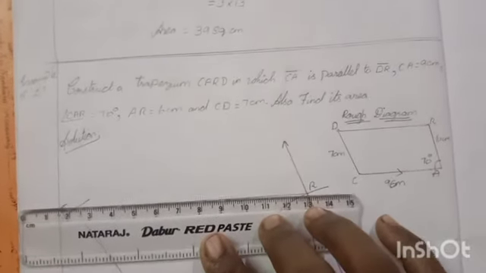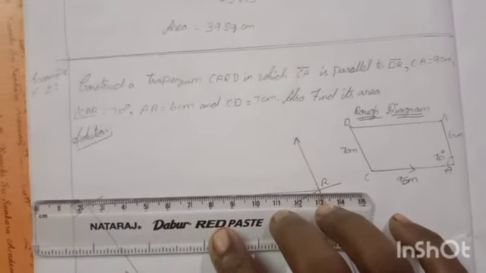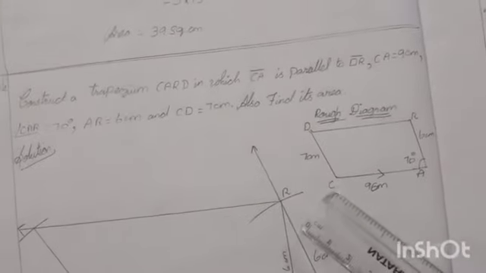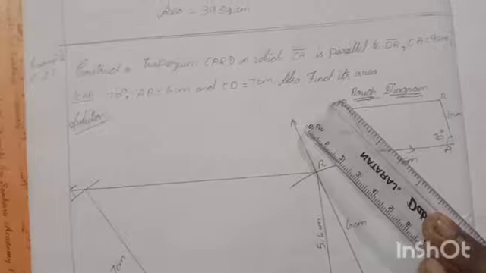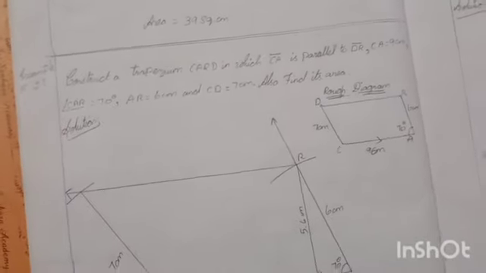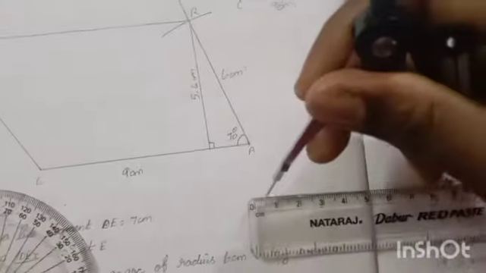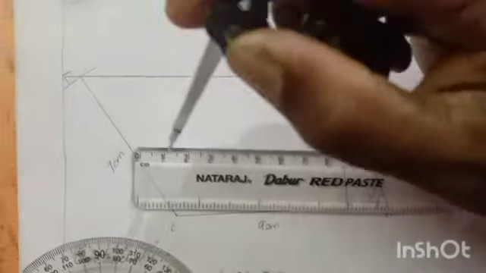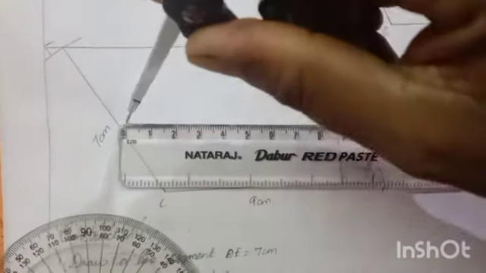You have to draw the parallel line without measurement. In this rough diagram, CD is given as 7 cm. With C as center, first you have to measure 7 cm. Measure 7 cm, keep here and draw the arc on the parallel line.